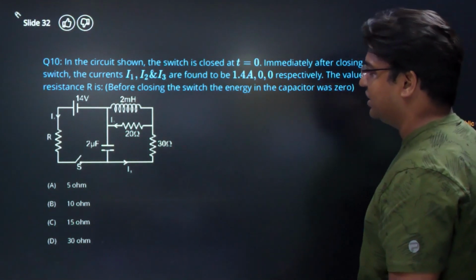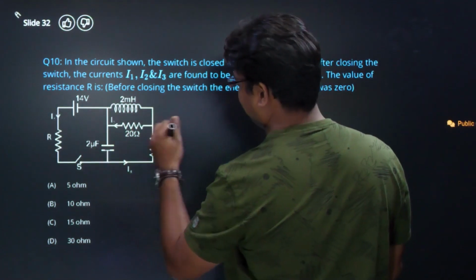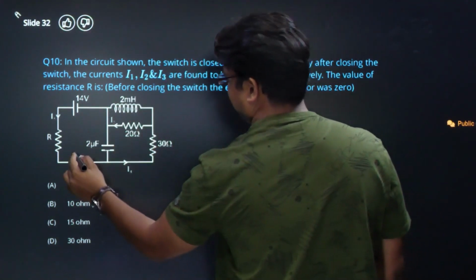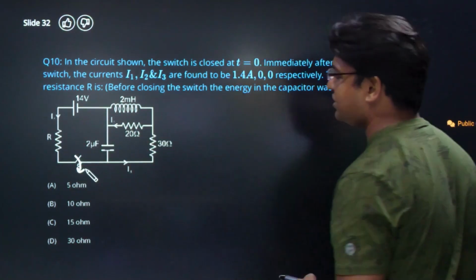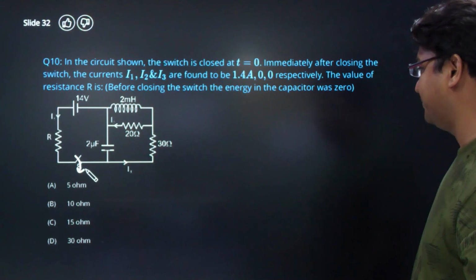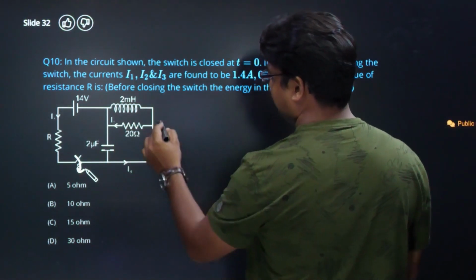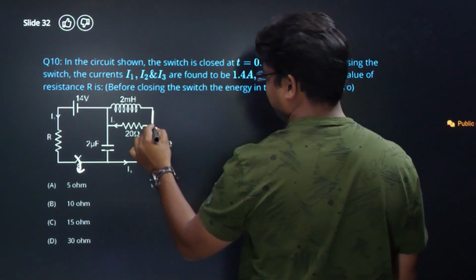So guys, let's try to understand here. When we close this switch, what happens? This branch has 0 current and this branch has 0 current, we have been told this. If these two branches have 0 current, then this branch will also certainly have 0 current because the node rule must be applicable.